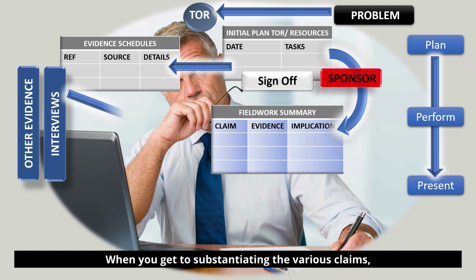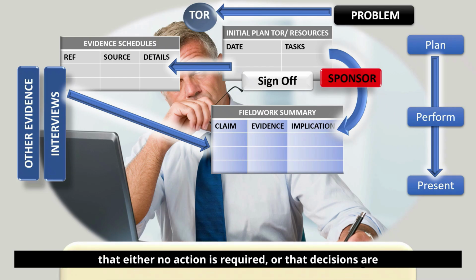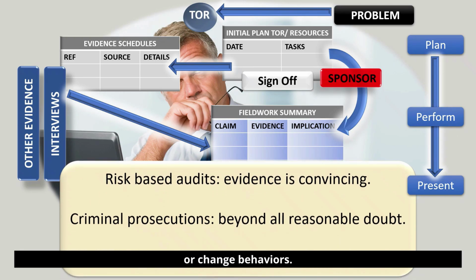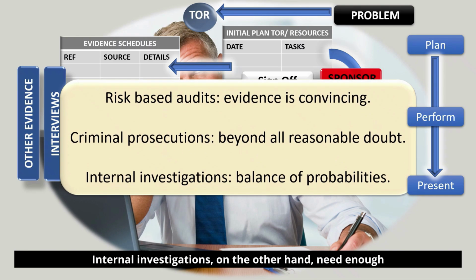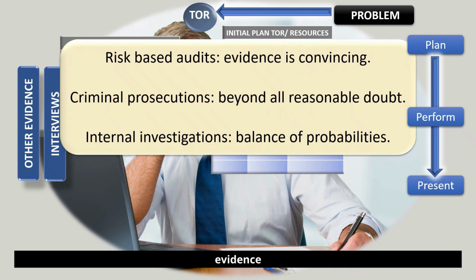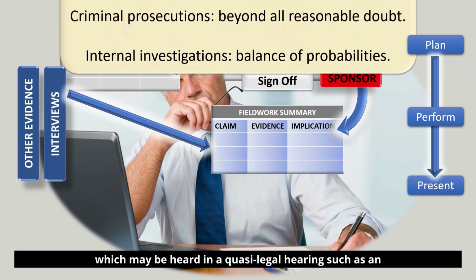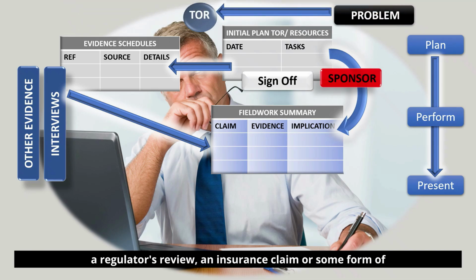When you get to substantiating the various claims, it's a good idea to think about the information and explanations you're gathering. In risk-based audits, the evidence has to be good enough to convince the auditor and the client that either no action is required or that decisions are needed to strengthen systems or change behaviours. In criminal prosecutions, the evidence should be slam dunk proved beyond all reasonable doubt. Internal investigations, on the other hand, need enough evidence to prove a claim on the balance of probabilities, which may be heard in a quasi-legal hearing such as an employee disciplinary procedure, a regulator's review, an insurance claim or some form of civil action, in which case it should be reasonably compelling.